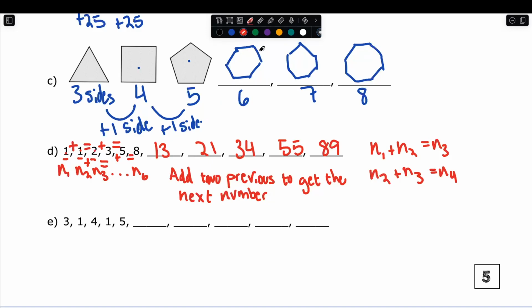Part E, 3, 1, 4, 1, 5. Now, some might already notice one pattern here, and there's actually two patterns. One was pointed out to me, and one was one that I had intended when I created this. The pattern that I created was just pi, the digits of pi.